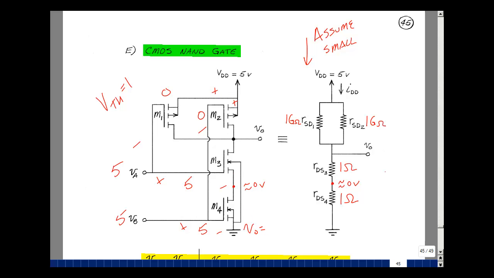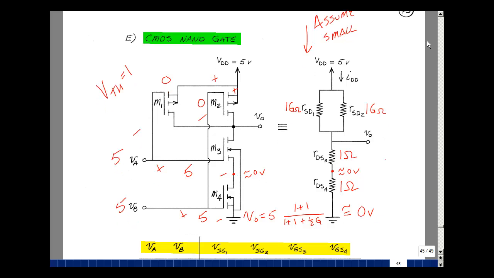V out then is equal to 5 volts times 1 plus 1 over 1 plus 1 plus these two in parallel, which would be a half a gigaohm. We have 2 divided by 1/2 gig. Throw this away, bring the 2 up in front, so I have 10 times 2 divided by 1 gig. I have a very, very small voltage in nanovolts. It's approximately equal to 0 volts. Both inputs high, the output is low.